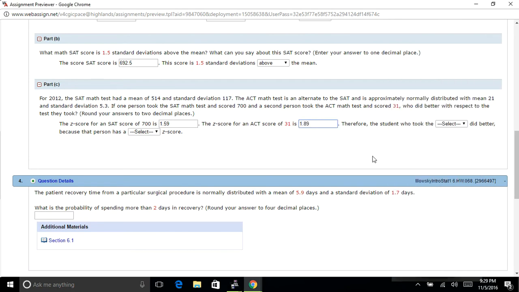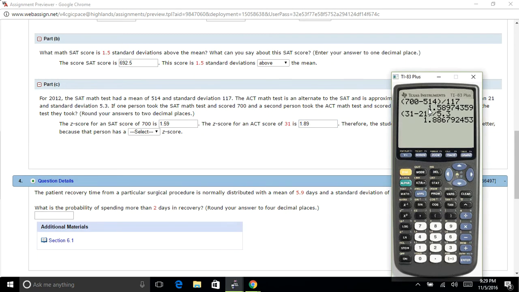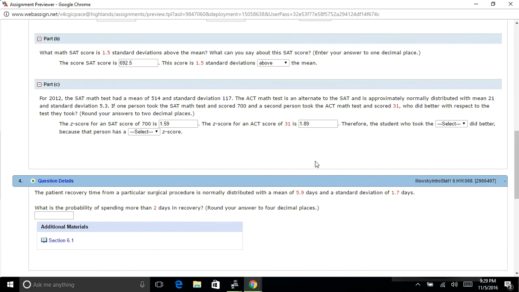Okay. So who did better? Well, let's look at those two z-scores. So remember, as your z-scores keep going up higher and higher, that means the person did better percentage-wise, because when you go from the left to the right, you're going from 0% all the way up to 100. So the person who took the ACT, because the person had a higher z-score, and that's what that means. Because they had that higher z-score, they did better, okay? All right, so let's go to the next one.